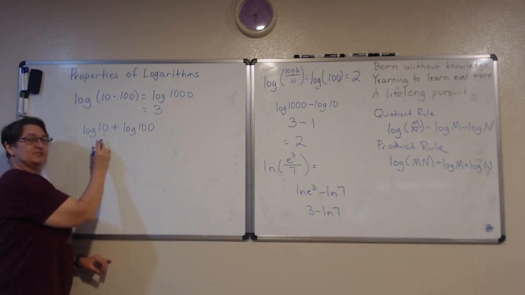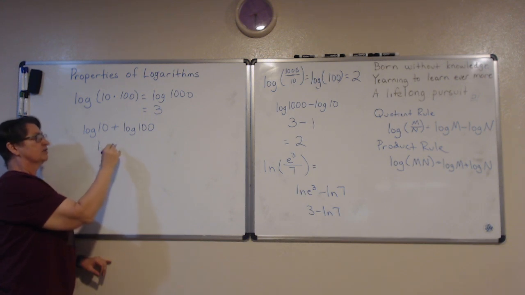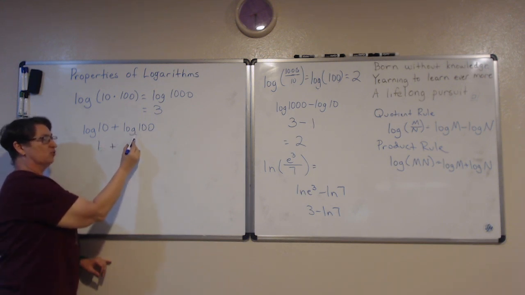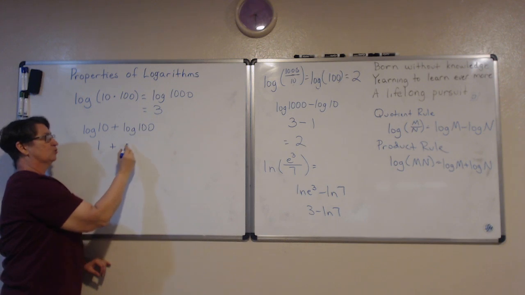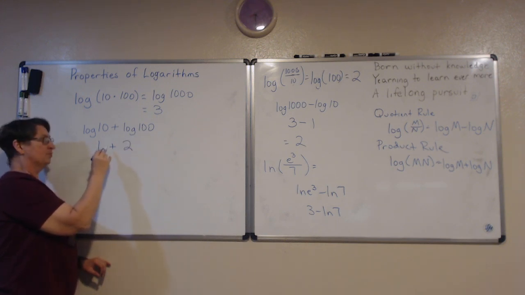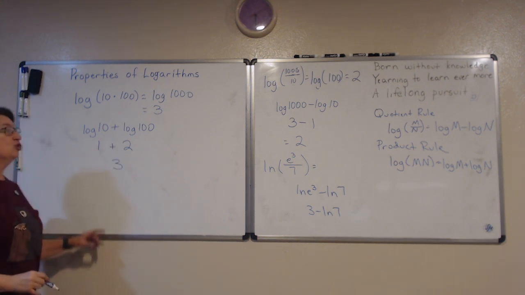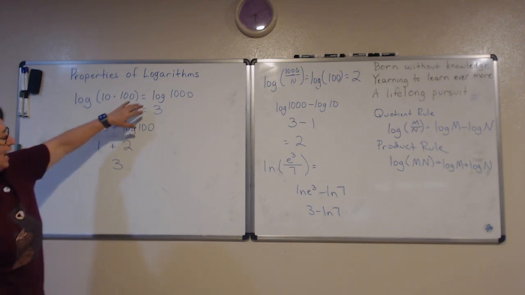So log of 10 is just 1 plus log of 100. 10 to what power gives me 100? Well, just 2. So 1 plus 2 is 3. Notice either way I got 3.